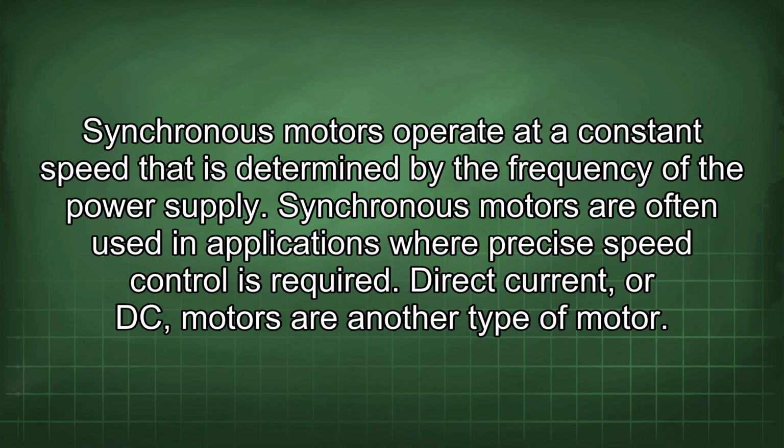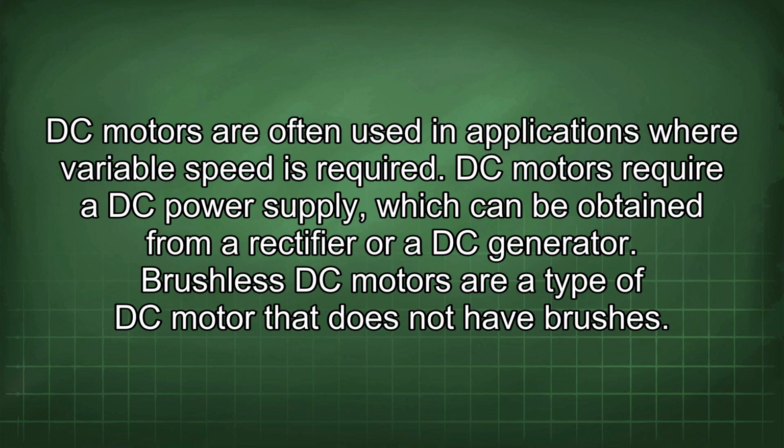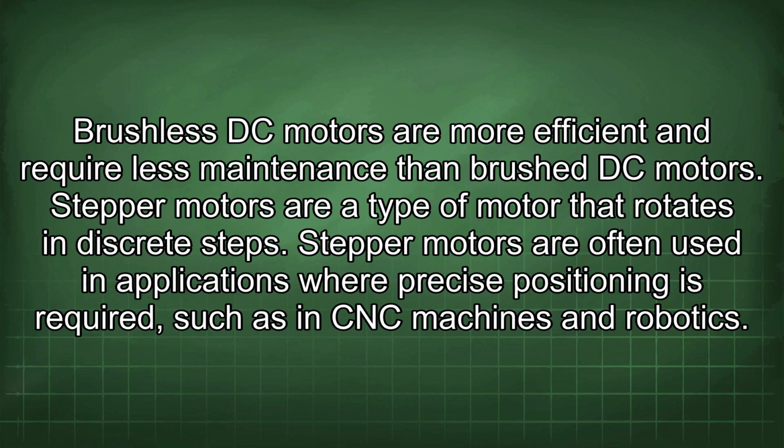Direct current, or DC, motors are another type of motor. DC motors are often used in applications where variable speed is required. DC motors require a DC power supply, which can be obtained from a rectifier or a DC generator. Brushless DC motors are a type of DC motor that does not have brushes. Brushless DC motors are more efficient and require less maintenance than brushed DC motors.